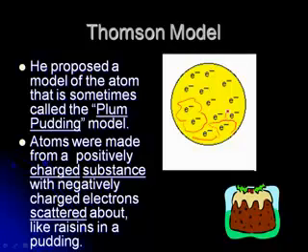And they call it the plum pudding model. Plum pudding is a pudding that has raisins in it. And so if you imagine pudding, the pudding is the positive charge, and the electrons are the raisins. The raisins are the negative charge that's in there.